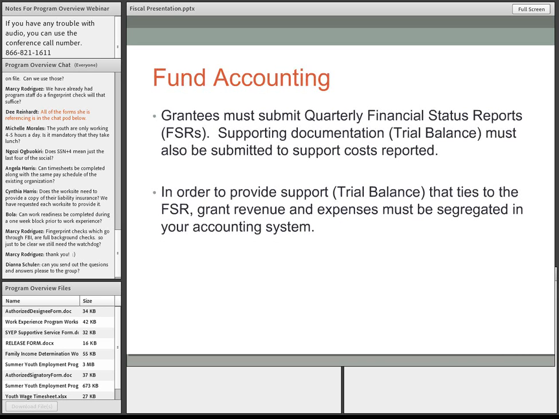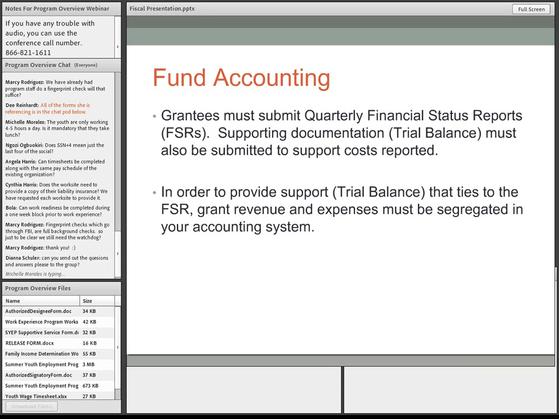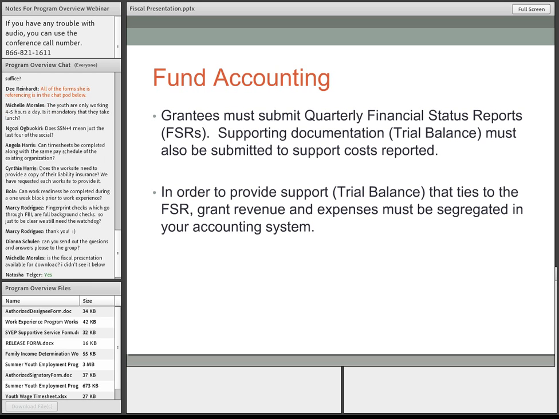One of the most important things that you have to keep in mind with this money is, you have to follow fund accounting procedures. You do have to submit your quarterly financial status report that Tammy was talking about, and that supporting documentation for that report is your trial balance from your accounting system. Your trial balance must be able to tie the revenue and expenditures for only this grant. So only these grant activities. You need to identify those in your accounting system. I cannot stress that enough. That is the most important thing that you need to do related to your accounting system.